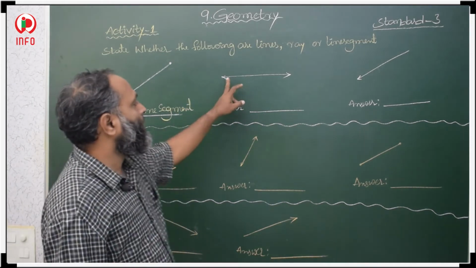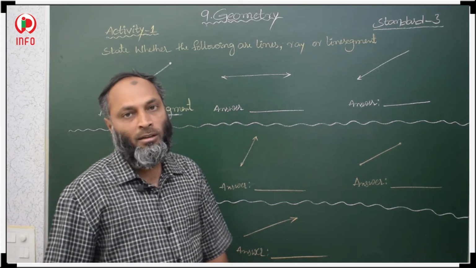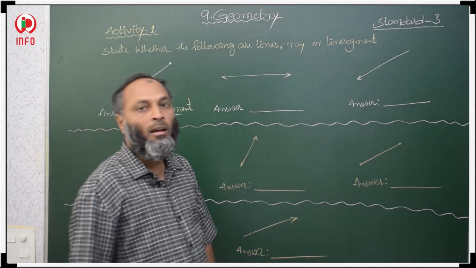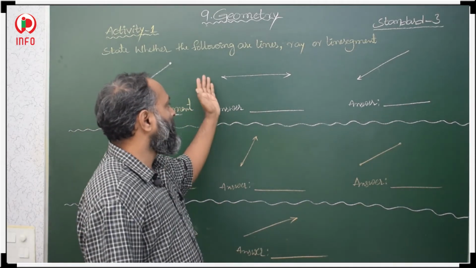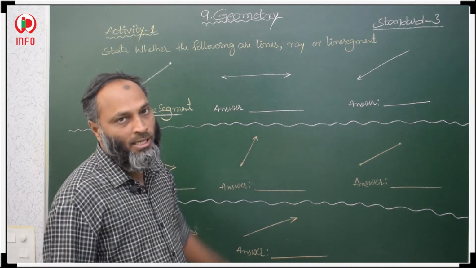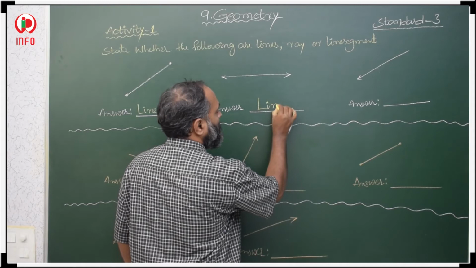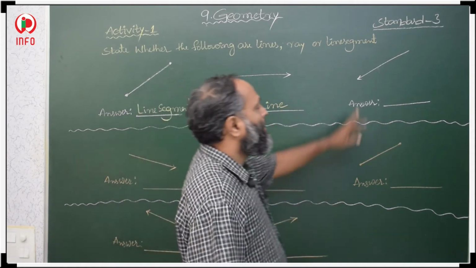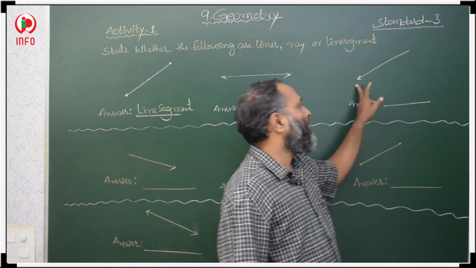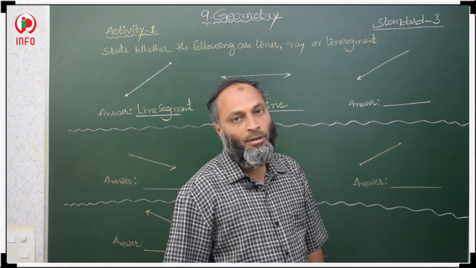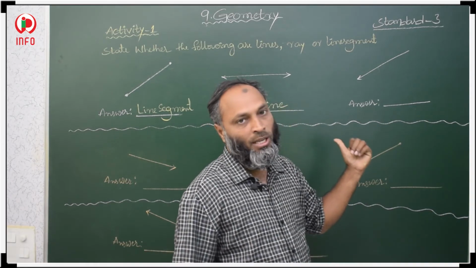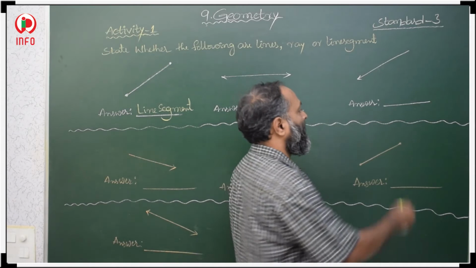In the second question, we have two arrows in both directions, on the left side as well as on the right side. So it extends in both directions. So it is a line. Here in this one we have one endpoint, and on one side we have an arrow. So it extends in one direction only. So it is a ray.